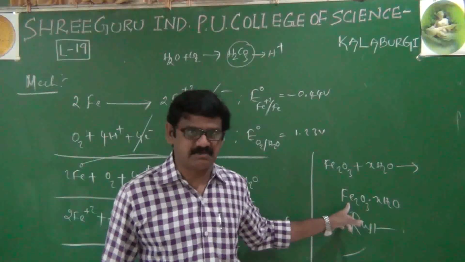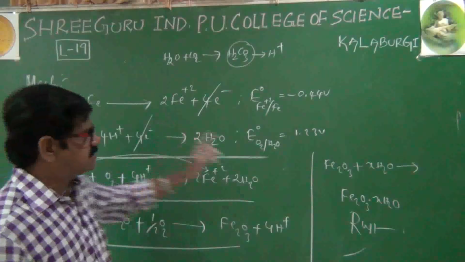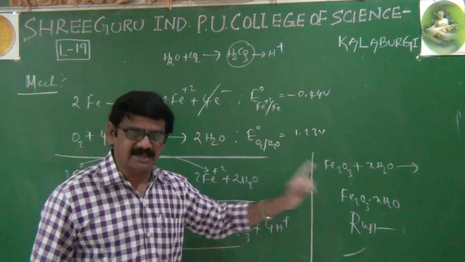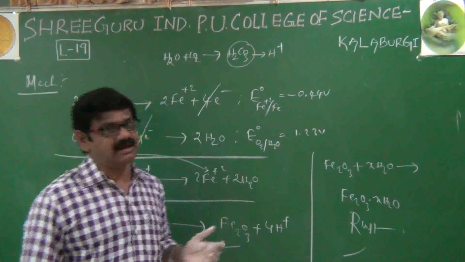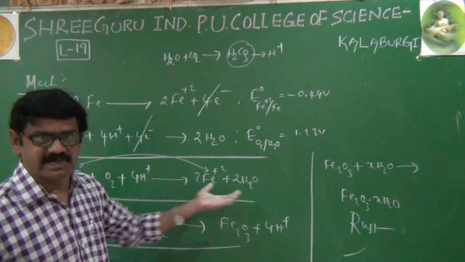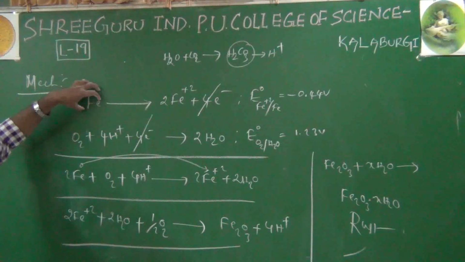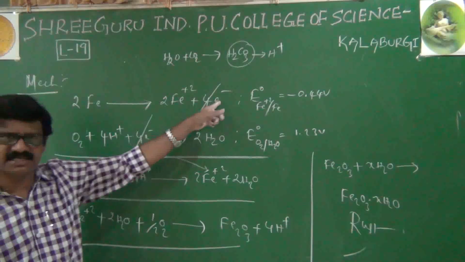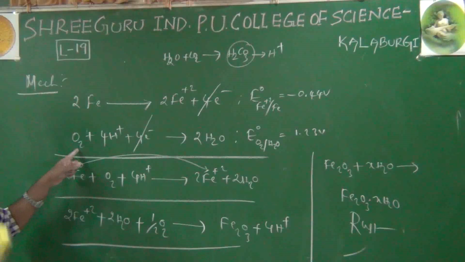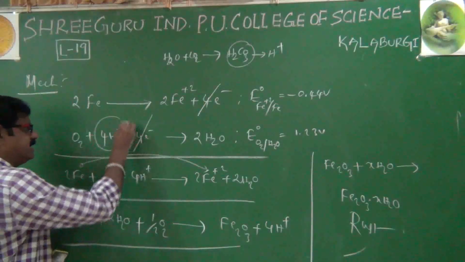Here the iron oxidation number is plus 3. Initially it was 0, and it has converted to plus 3. This means iron undergoes oxidation, and that itself is called corrosion, nothing but rusting. Once again, what happened here? Iron was exposed to air. When iron is exposed to air, being less SRP, iron undergoes oxidation. Being more SRP, oxygen undergoes reduction in the presence of an electrolyte.